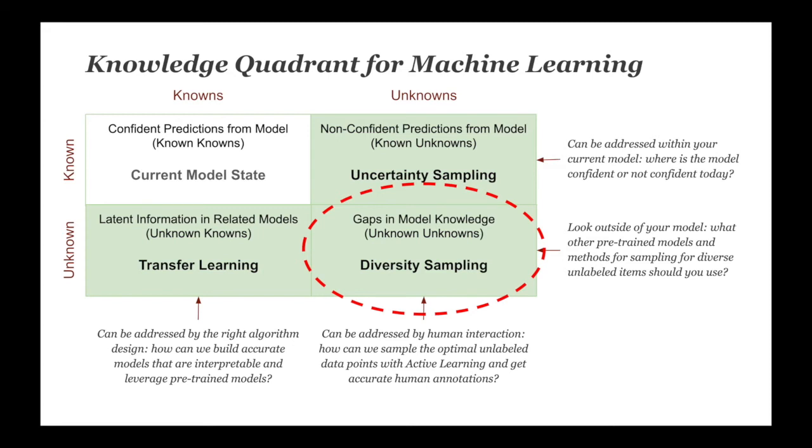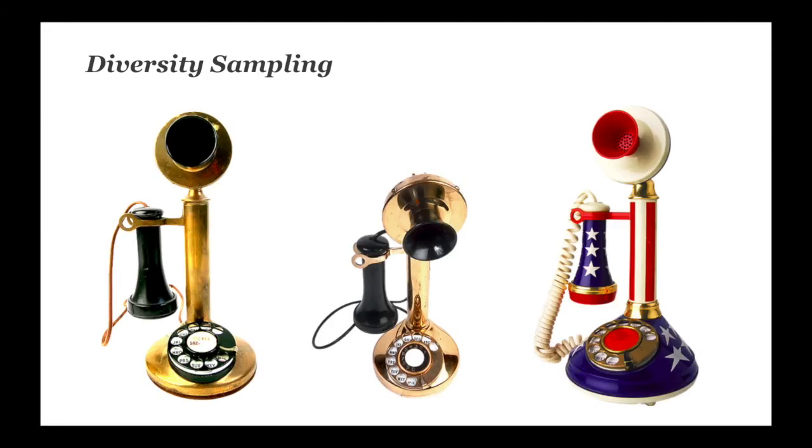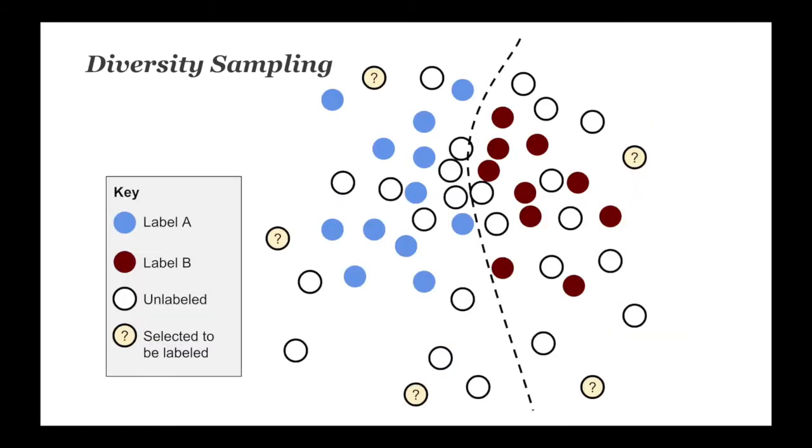We're now going to move on to diversity sampling. So diversity sampling is trying to find what you don't know that you don't yet know. So these are gaps in your model knowledge. And the hard thing is obviously you don't know in advance what you don't know. So to go back to our example of the binary classification task, diversity sampling is looking to sample items that are very different from what has been labeled before, and also different from each other.